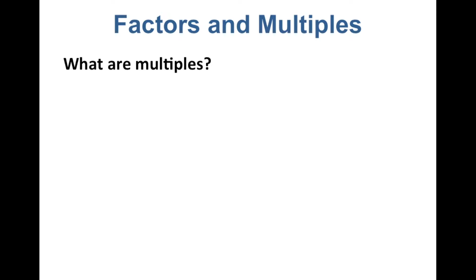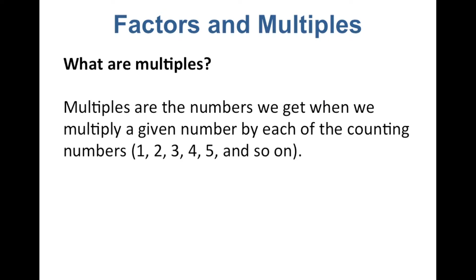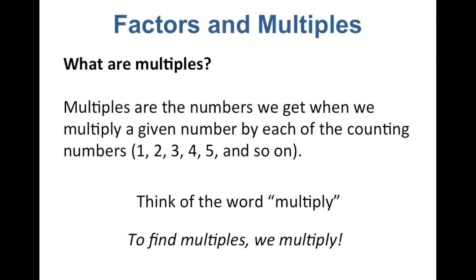So what are multiples? Multiples are the numbers we get when we multiply a given number by each of the counting numbers. So meaning multiplied by 1, then 2, then 3, then 4, then 5, and so on. An easy way to remember what multiples are is that we can think of the word multiply. Multiples sounds like multiply. To find multiples, we multiply.